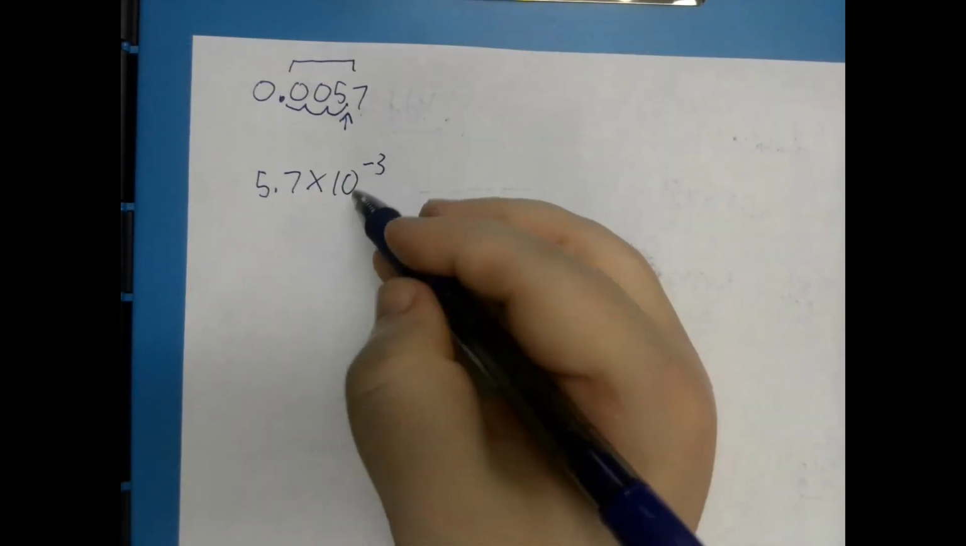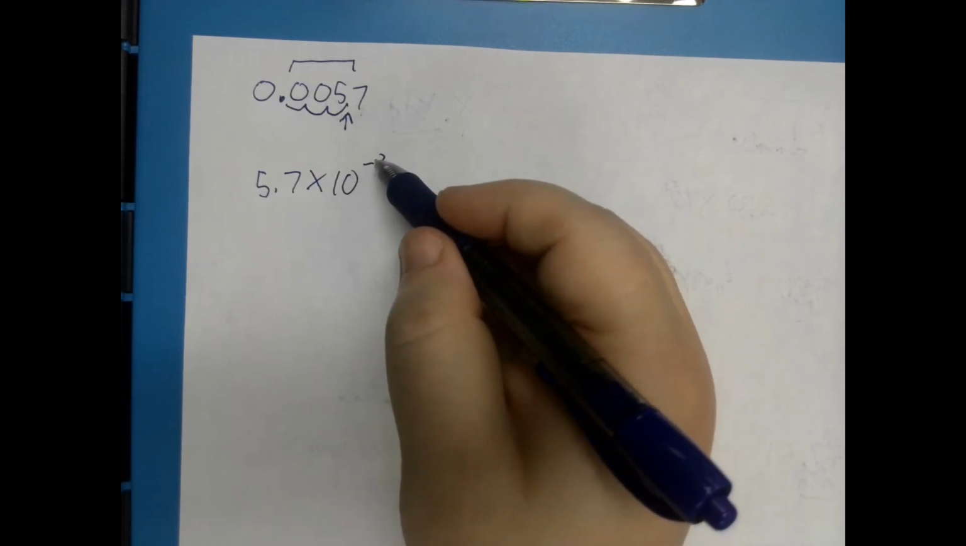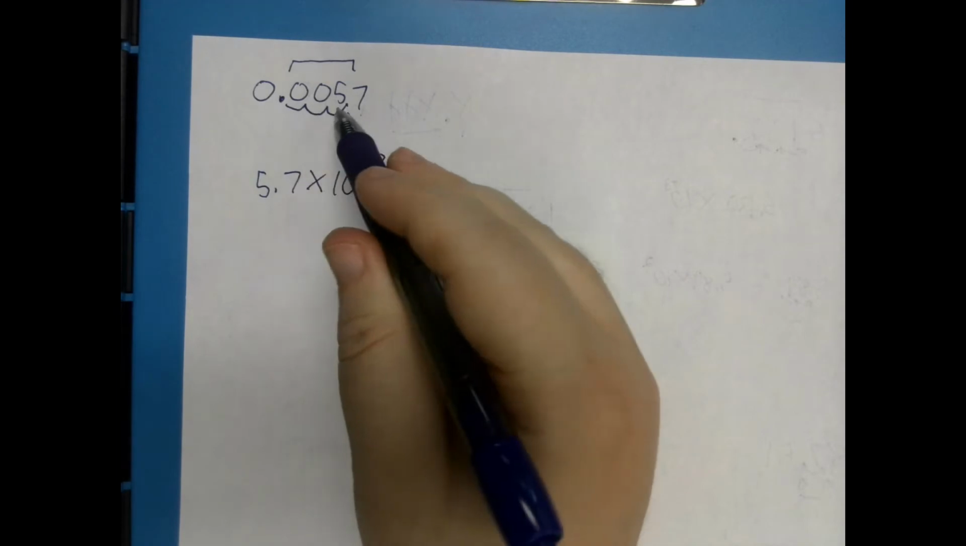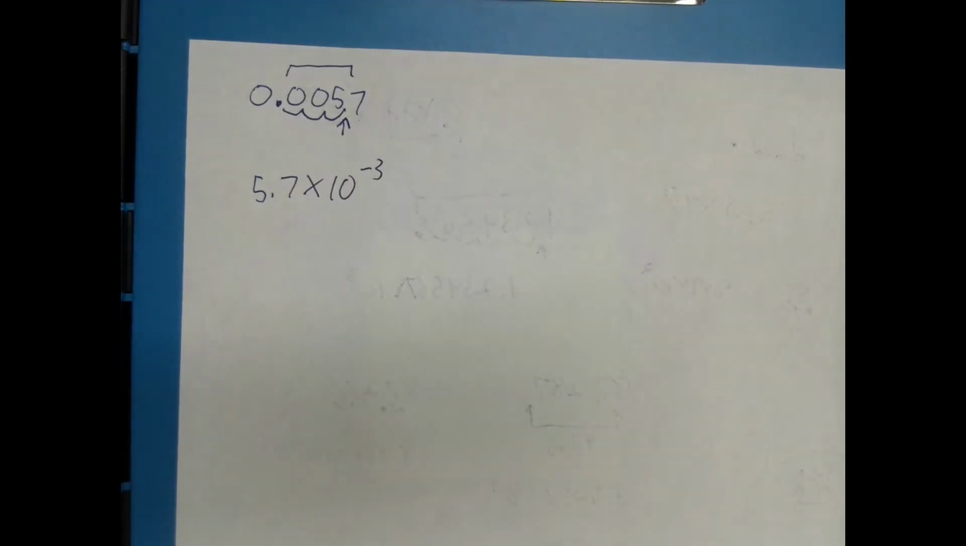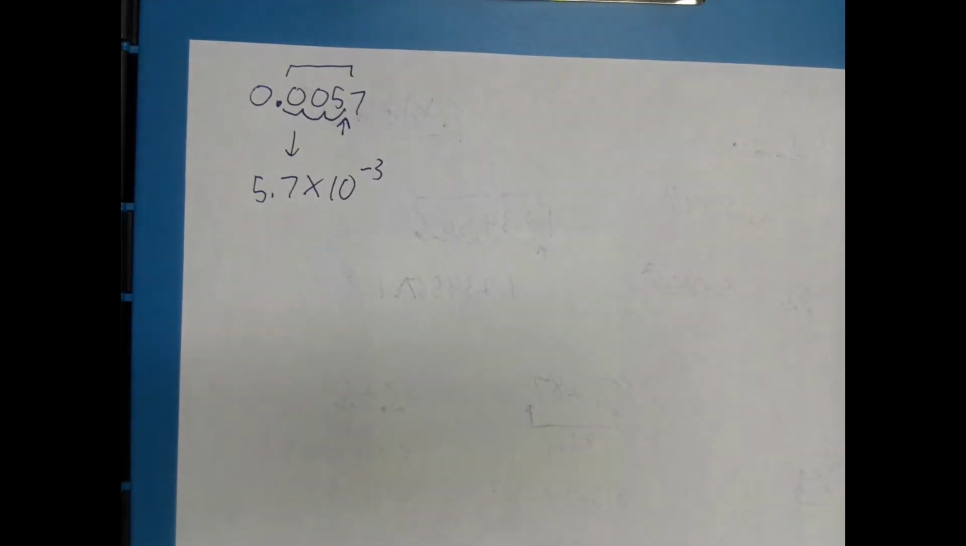10 to the negative 3 is very small. You're raising it to a negative third power. So if you're going toward the right, you're going to have negative numbers if you're going in this direction. You're converting to scientific notation.